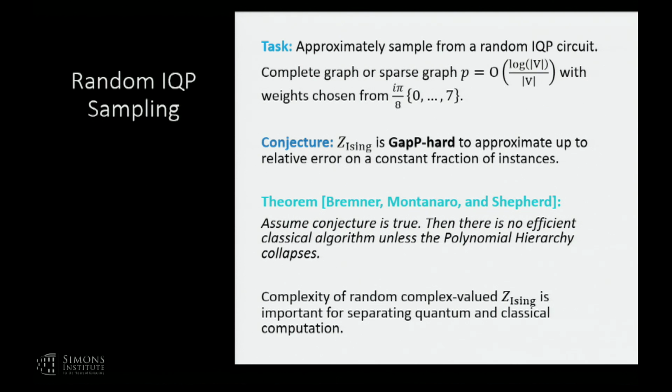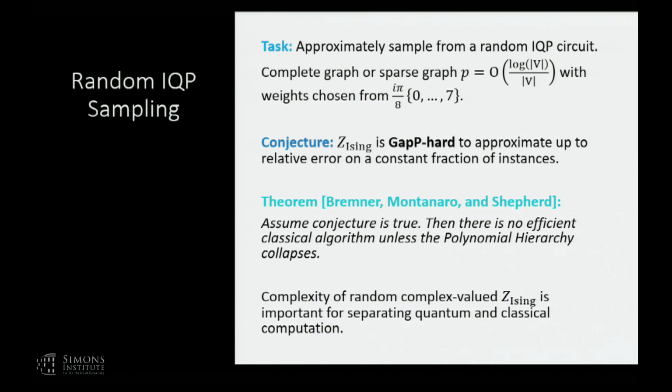Okay, so now we're going to see what happens when we apply the sampling argument to IQP circuits. So you're going to approximately sample from some random IQP circuit, and this is on the complete graph or a sparse graph where each edge is chosen with some probability log n over n, where n is the number of vertices or qubits. And then the weights are chosen from some discrete set, i to the pi over 8, and then from 0 to 7.